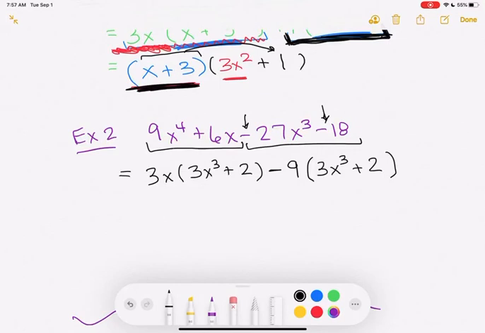Now, do these two pieces, so we have the first piece minus the second piece, do they have a common factor? They do. So go ahead and give it a try, hit pause, hit play when you want to check to see how you did. Go ahead and try to finish off the whole problem. Let's see what happens.